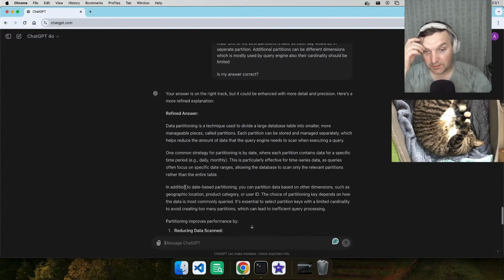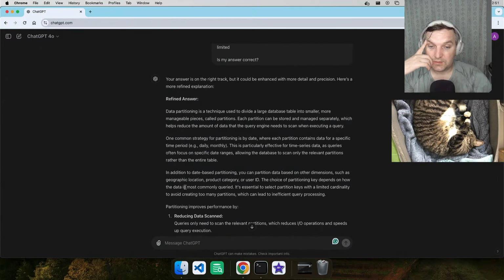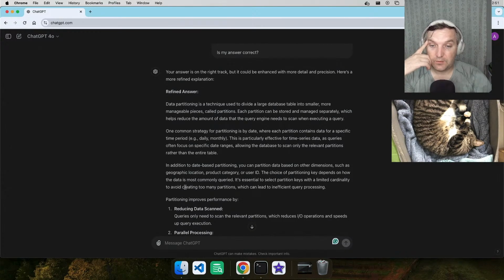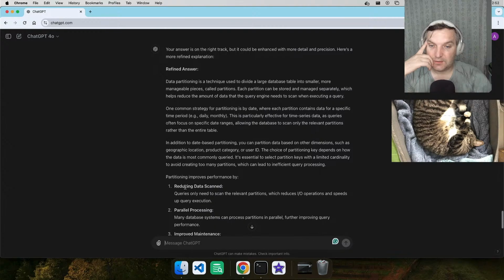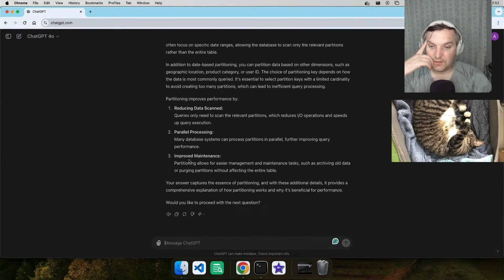Data partitioning is a technique used to divide large data into smaller, manageable pieces called partitions. Each partition can be stored and managed separately, which helps reduce the amount of data the query engine needs to scan when executing a query. A common strategy for partitions is date type, reducing data scan, parallel processing. Yeah, parallel processing, that's true, like if you're selecting from multiple partitions. Then improved maintenance. I don't know about this one.